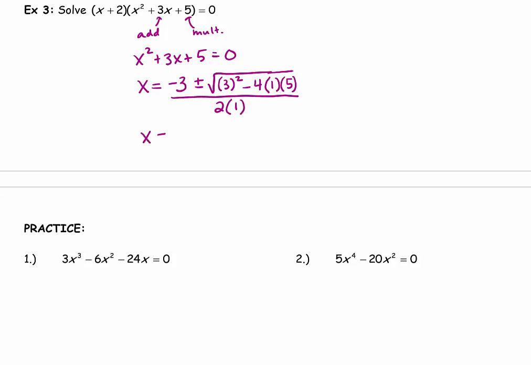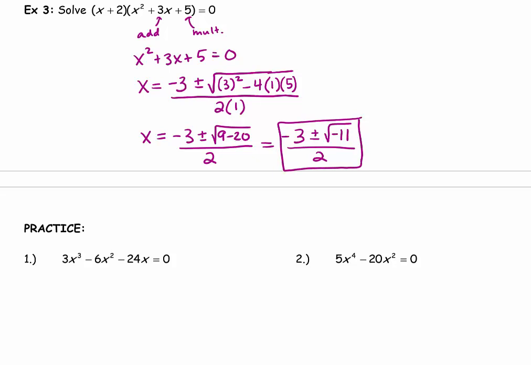Now I'm just going to simplify. Let's do the stuff inside the square root. Remember, that's called the discriminant. We get 9 minus 20. And this bottom here, we get a 2. And over here, we get -3 plus or minus the square root of -11 over 2 as our final solution to that quadratic. That plus or minus is telling us that we have 2 solutions. These solutions happen to be non-real because we have the square root of a negative number.